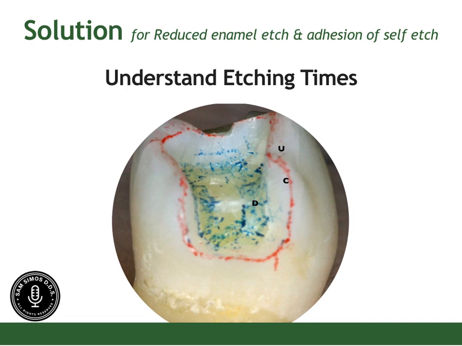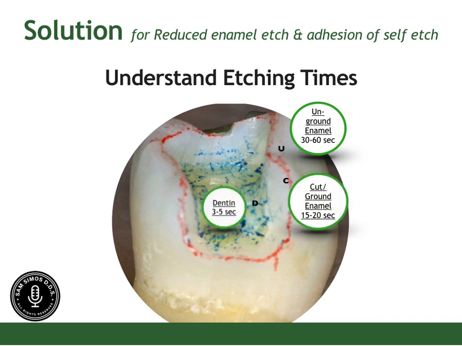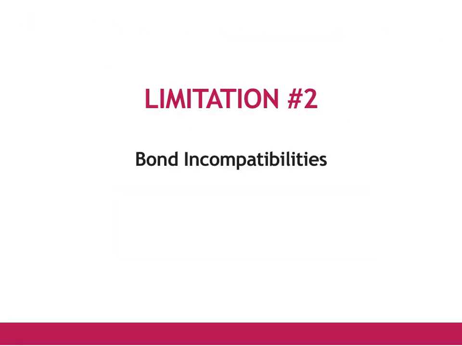The other solution that we can have is that we want to understand the etch times. When we're using a selective etch or a total etch technique, there's a big difference between unground enamel at 30 seconds and a cut enamel at 15 to 20 seconds, and then a dentin leaving that etch on for 3 to 5 seconds. So we want to make sure, like Dr. Jackson did in that first video, where we put the etch around the cut or uncut enamel first and then drop the conditioner in and be ready to take it out right away, the conditioner.